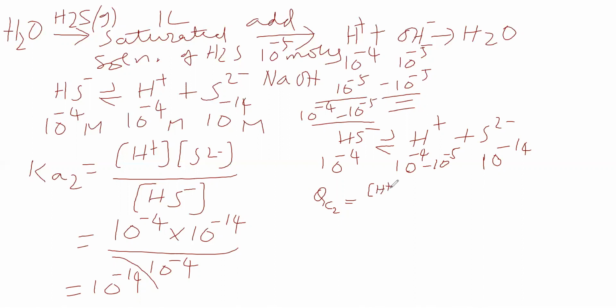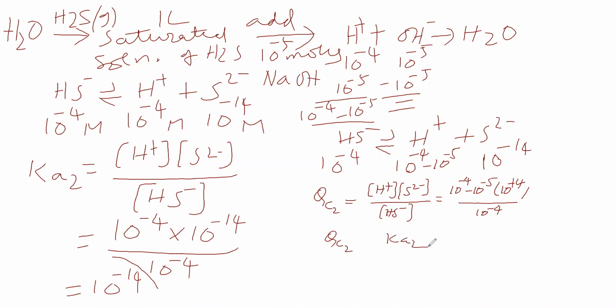Let us write H plus concentration here, sulfide concentration here, and HS minus concentration here, and substitute. H plus is 10 power minus 4 minus 10 power minus 5. Sulfide is 10 power minus 14. Then bisulfide is 10 power minus 4. Now we got Qc2. We will compare Qc2 with the Ka2. Qc2 is this much, Ka2 is this much. Let us compare the values.